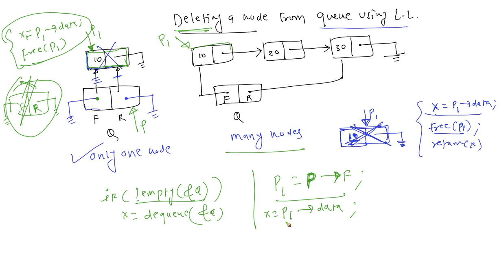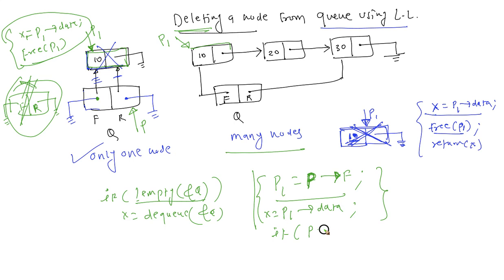And then I want to check whether the node which I am going to delete now is the only node in the queue, or are there many nodes like this? These two situations I am exploring now. I'll check this to come to know whether there is only one node in the queue. If F and R are pointing to the same node, that means the value of F and R is same. F is pointing to this node, R is also pointing to this node, so that means there is only one node.